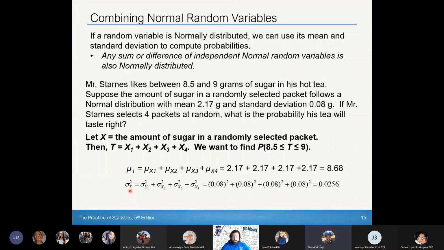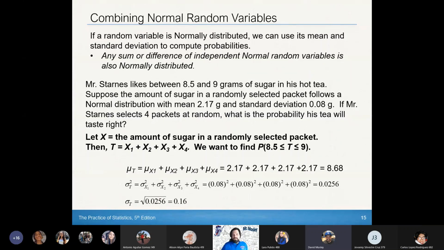We then find the variance. We add up the variances, all right? Which we do this, again, we weren't provided the variance, but we were provided the standard deviation, 0.08. So we square 0.08 4 times to get 4 variances, add them up, we get 0.0256. So we now have the mean and standard deviation of the random variable t, which is also normally distributed. Right. And again, there's our standard deviation, 0.16. We take the square root of 0.0256.